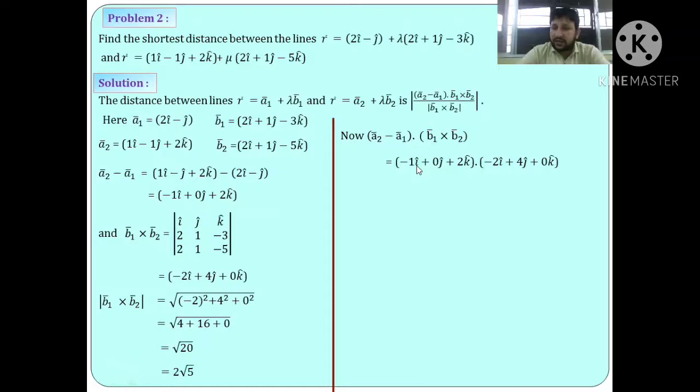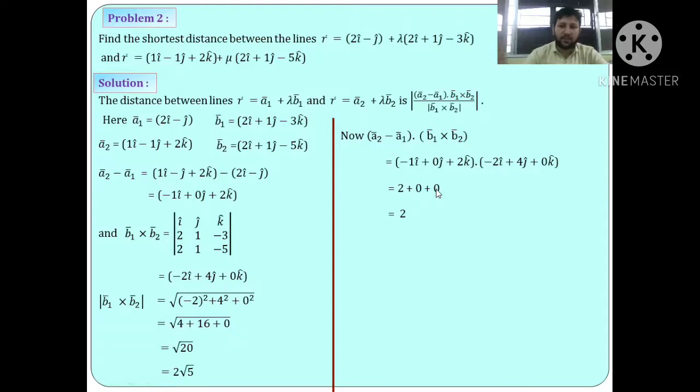In the dot product, again i dot i, j dot j, k dot k. Only 3 terms exist, the remaining are zeros. We take minus 1i into minus 2i, the product is 2. 0 into 4 is 0, and last, 2 into 0 is 0. That is 2 plus 0 plus 0, and the addition answer is 2.